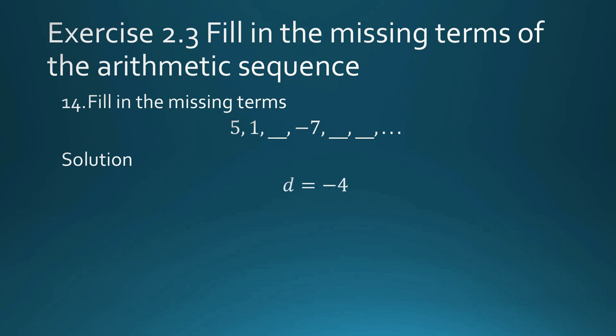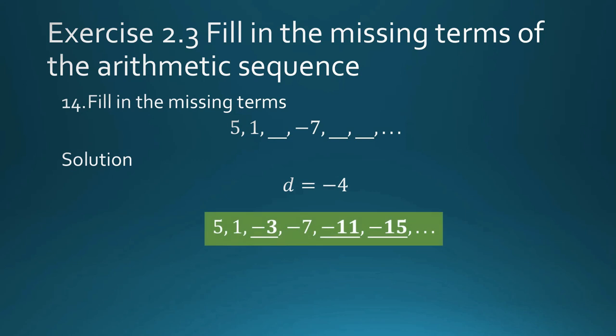So let us fill in the missing terms. D is -4. 5 plus -4 is 1. 1 plus -4 is -3. Then -7. -7 plus -4 is -11. -11 plus -4 is -15.